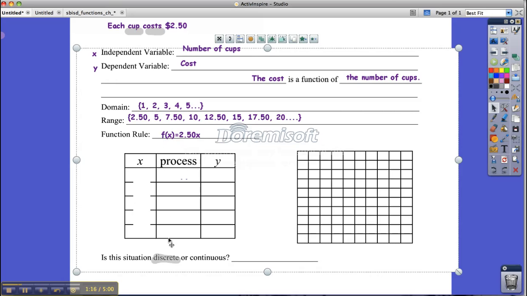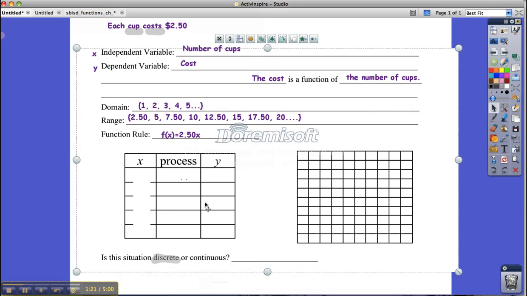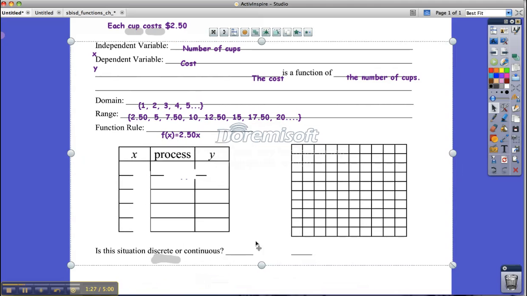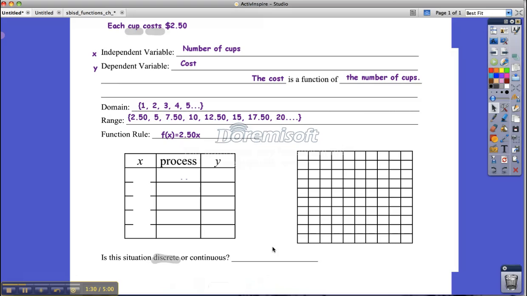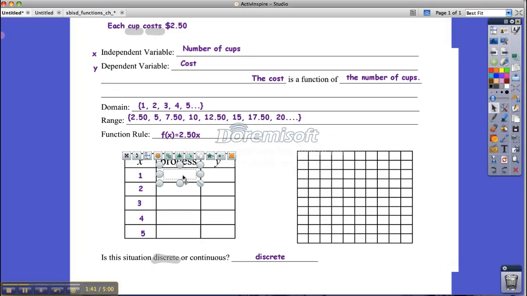So y'all can go ahead and do the table and stuff by yourself, I think. So you can pause the video and fill out your x's, your process column, and your y's, and then graph that all yourself. I'm not actually going to even do that for you, except for just to show you your first process would be 2.50 times 1, because that would be $2.50 times 1 cup would cost $2.50. So the next process would be $2.50 times 2 cups. So you're going to fill out this table and then graph that over here.